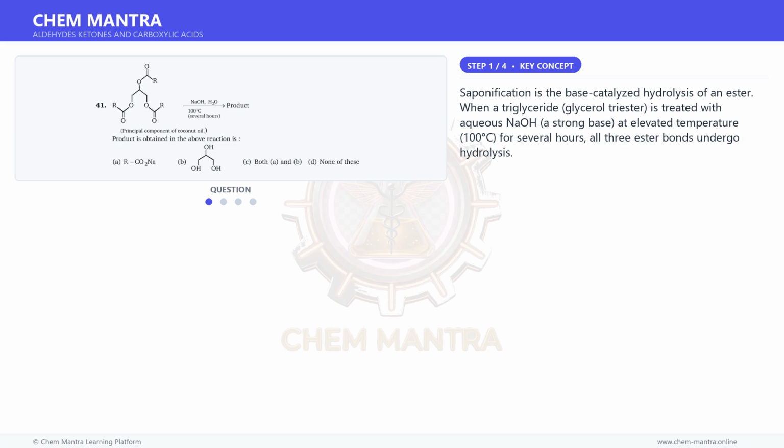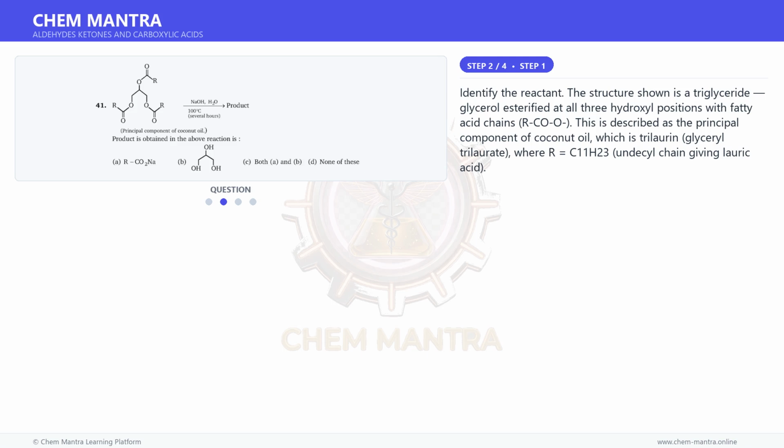When a triglyceride, glycerol triester, is treated with aqueous NaOH, a strong base, at elevated temperature, 100 degrees Celsius, for several hours, all three ester bonds undergo hydrolysis.